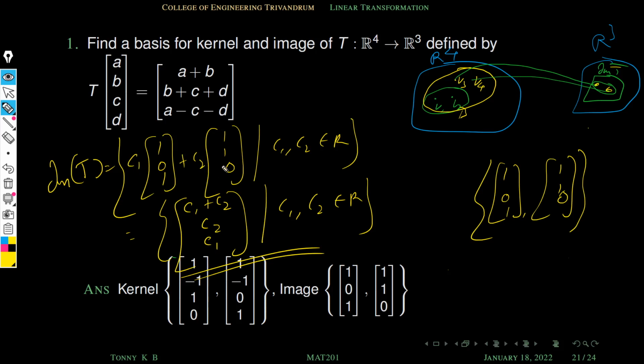So C1 into this one plus C2 into this one. That is nothing but C1 plus C2 for the first component, and the second one is C2. The third one is C1, where C1 and C2 are real numbers. So the whole set of vectors of this form is the image of this transformation.